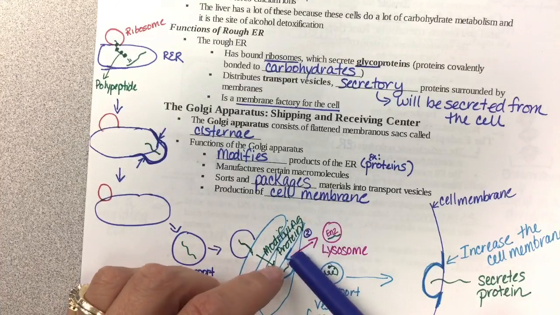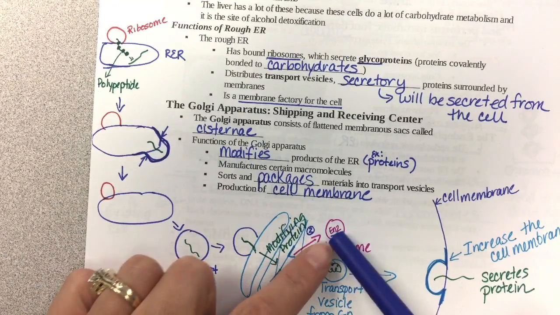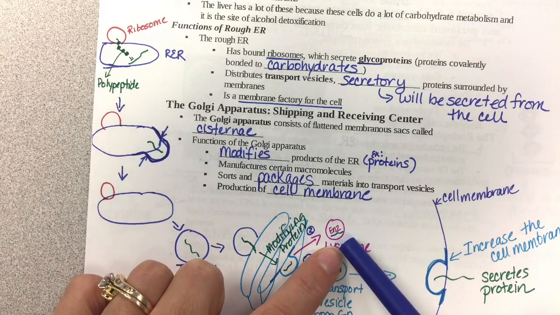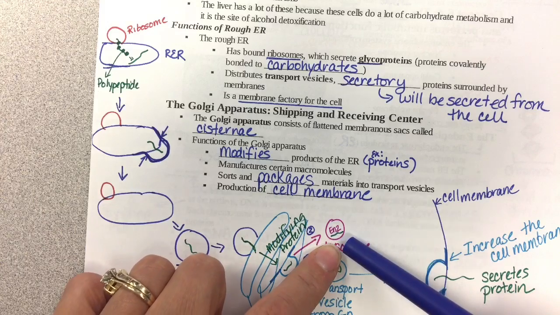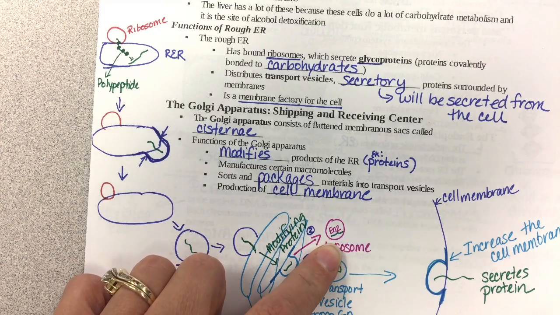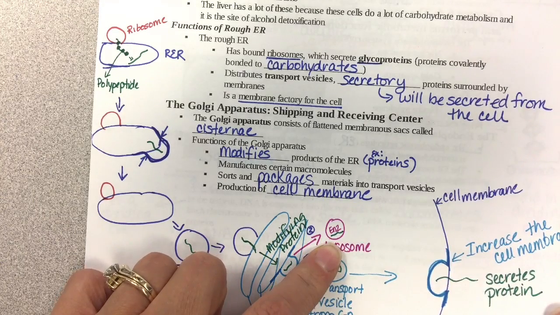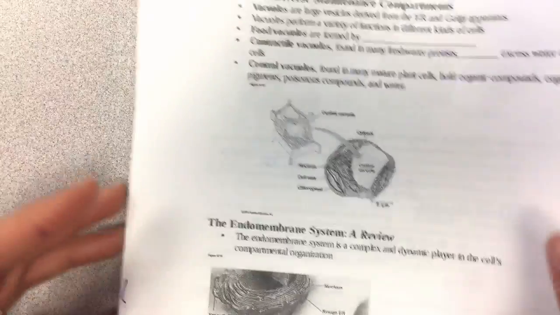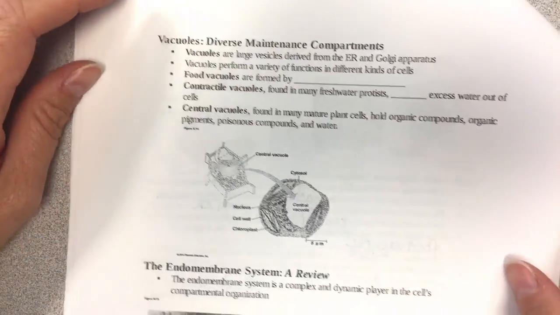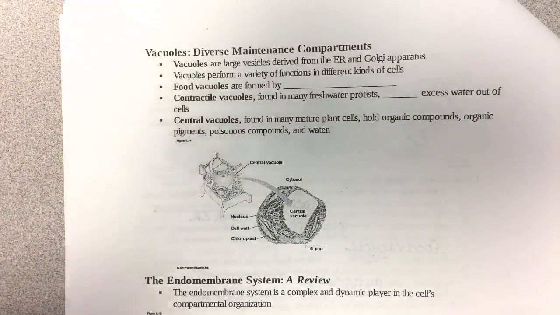Second thing is sometimes those proteins that are made are going to be the enzymes in a lysosome, so that's how the lysosomes are created in the cell. And remember, those are involved in digestion for unicellular organisms and also for getting rid of dead organelles. So we're going to continue on with the last part of the endomembrane system, and that's vacuoles.